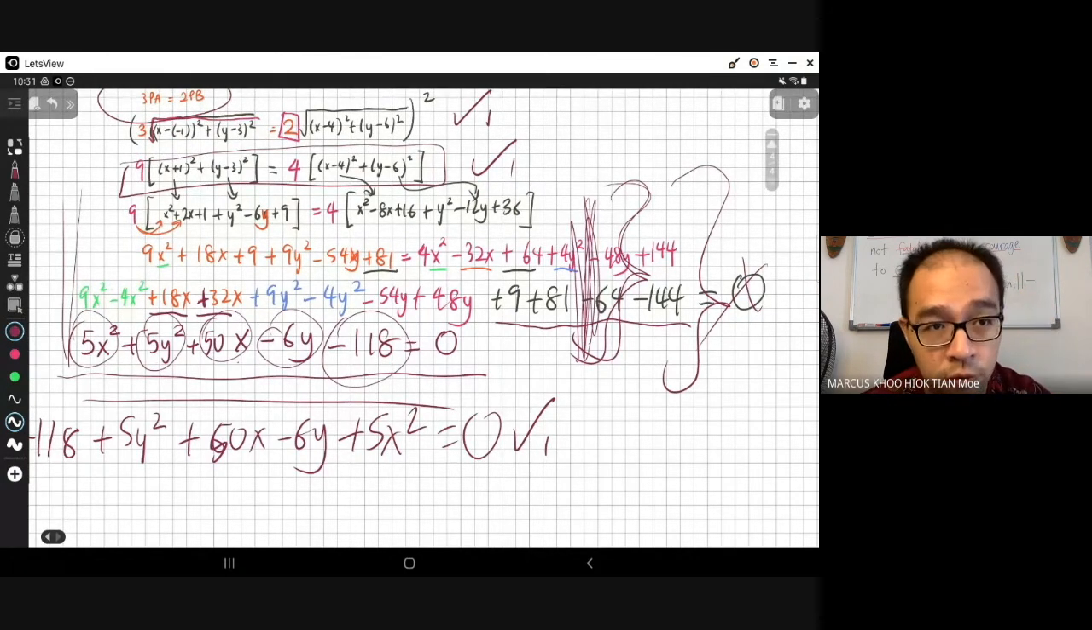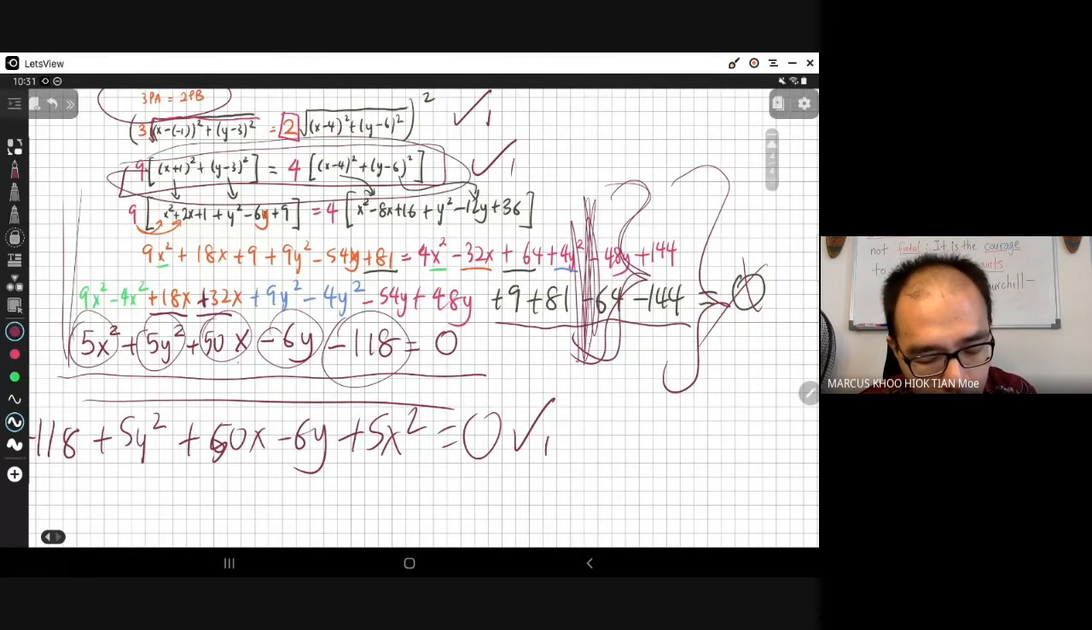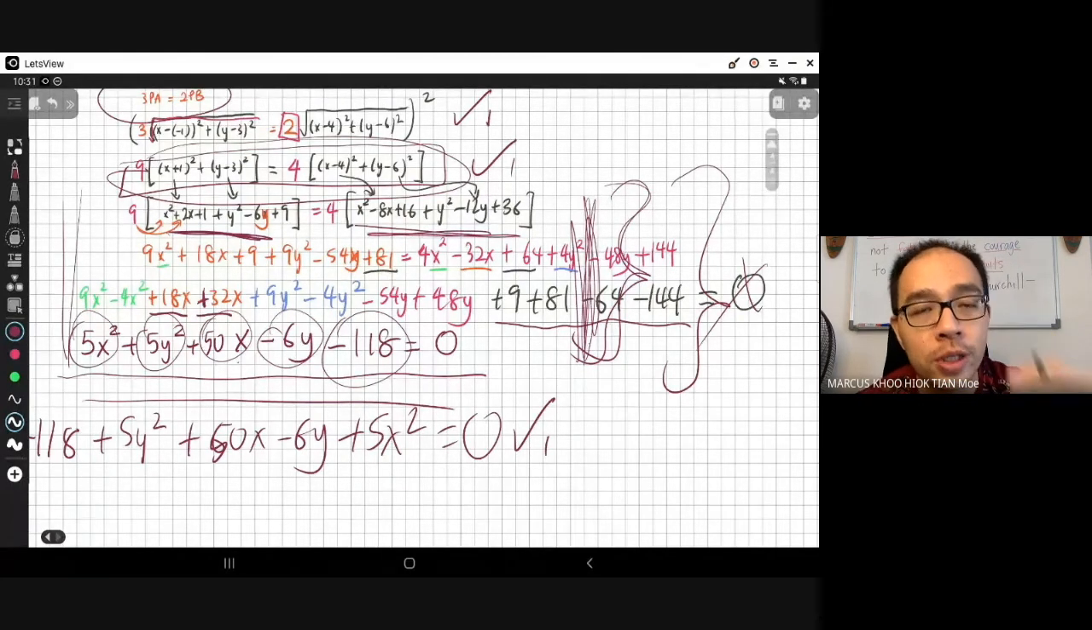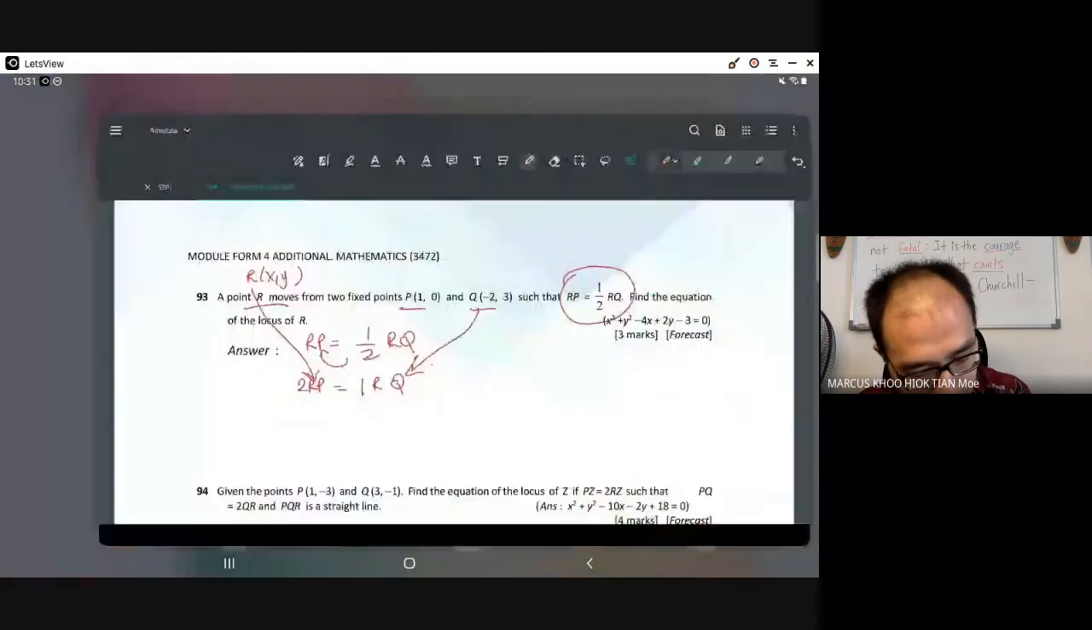Be very careful bila kamu kuasa duakan semua dan bila kamu kembangkan. When you expand this, ini yang kamu kena berhati-hati. Okay, then when you pindah-pindahkan, so please also be careful. Okay, dia tidak susah, cuma you just need to be very careful. Okay, when doing this. Alright, let me move on.